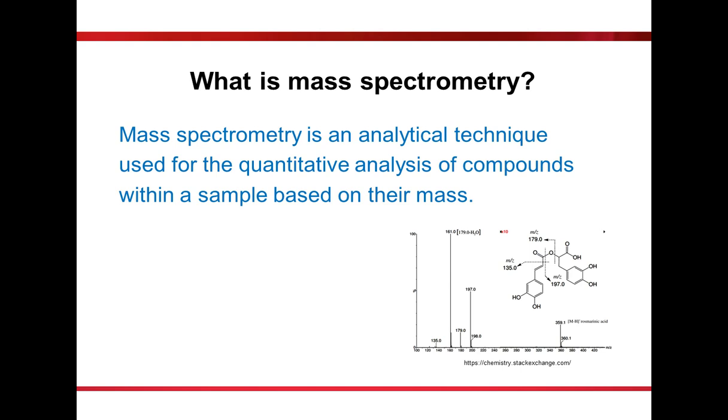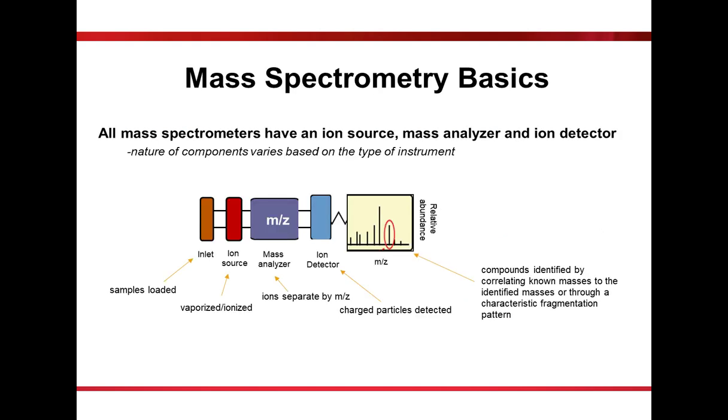Mass spectrometry is an analytical technique that we use for the quantitative analysis of compounds within a sample based on their mass. In general, all mass spectrometers have these basic components. They have an ion source, a mass analyzer, and an ion detector. Now, the nature of these components can vary. You can mix and match. There are different types, and they create different types of instruments. But in general, mass specs have these basic components.